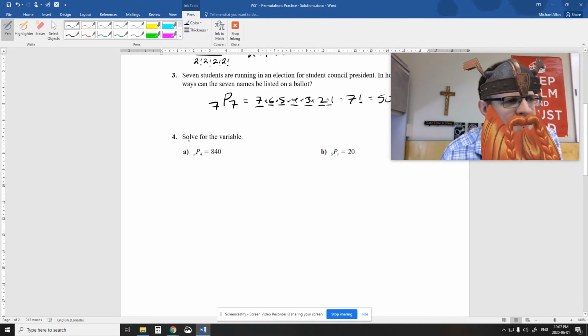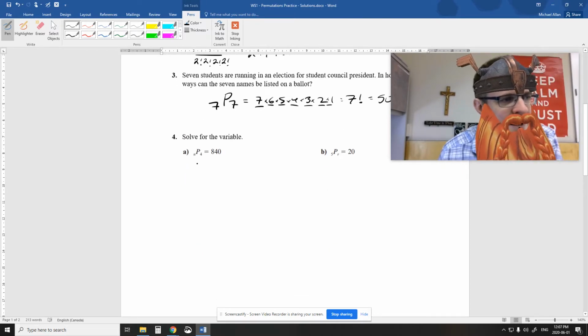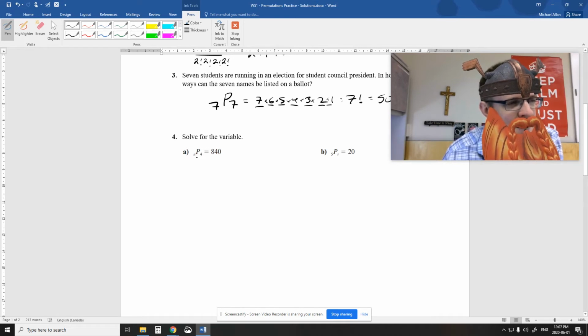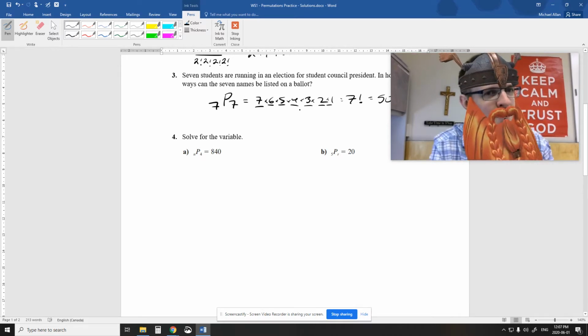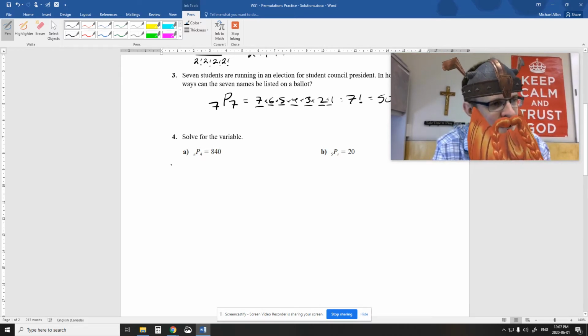Now, here it doesn't specify solve algebraically. I'm not going to solve this one algebraically because I'm going to get a quartic function. I'm going to get to a certain point where I'm just going to stop trying to solve it algebraically. So I'm going to start by writing out the formula.